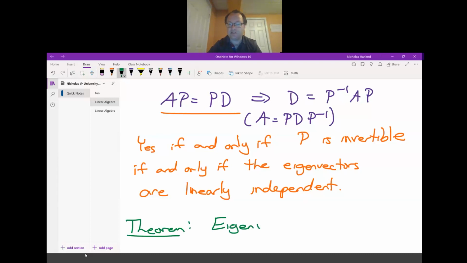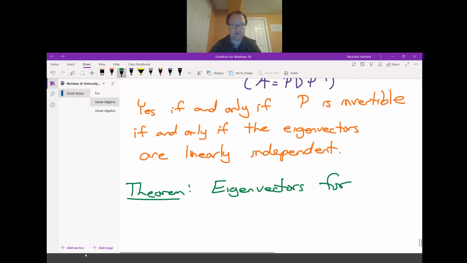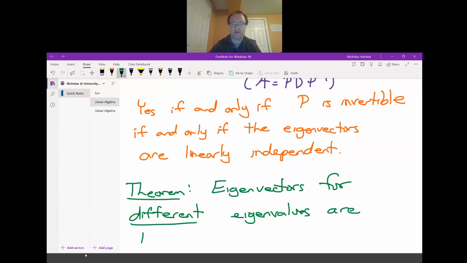That eigenvectors for different eigenvalues are linearly independent. Where we might get into trouble is if we're solving for eigenvalues and we get a repeated root. We get the same eigenvalue more than once. That's where we might get ourselves into trouble. But as long as we're dealing with different eigenvalues, we're good.